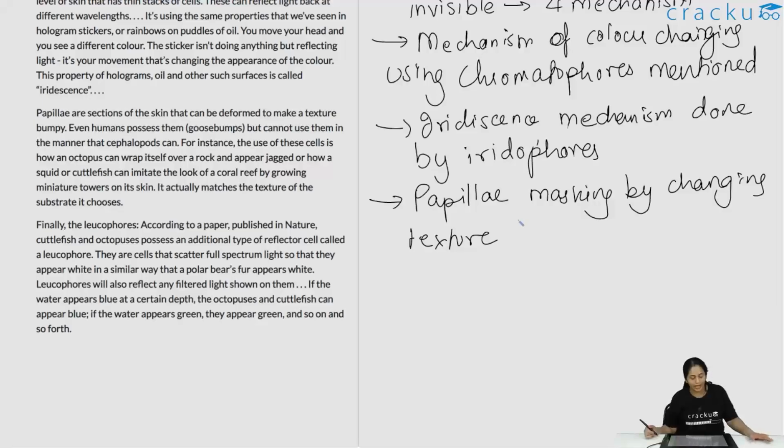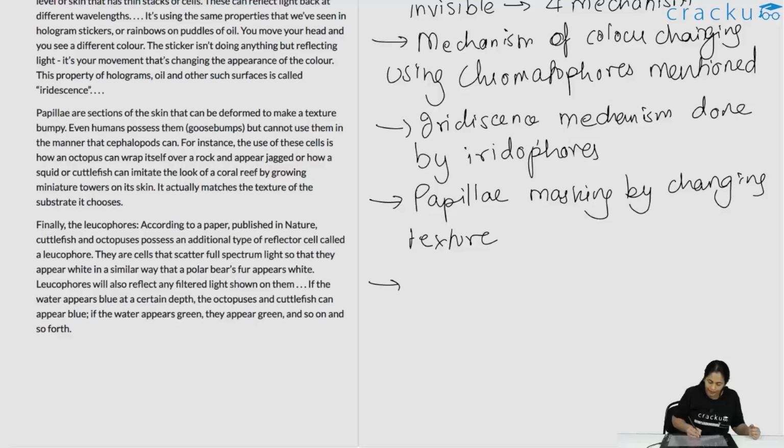Now let's take a look at the last paragraph. Finally, the leucophores. According to a paper published in Nature, cuttlefish and octopuses possess an additional type of reflector cell called a leucophore. They are cells that scatter full spectrum light so that they appear white in a similar way that a polar bear's fur appears white. Leucophores will also reflect any filtered light shown on them. If the water appears blue at a certain depth, the octopuses and cuttlefish can appear blue. If the water appears green, they appear green, and so on.